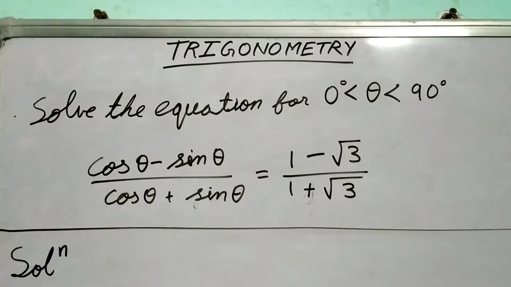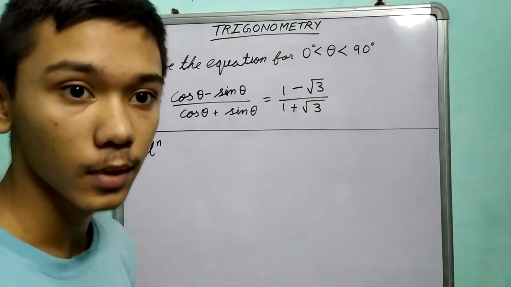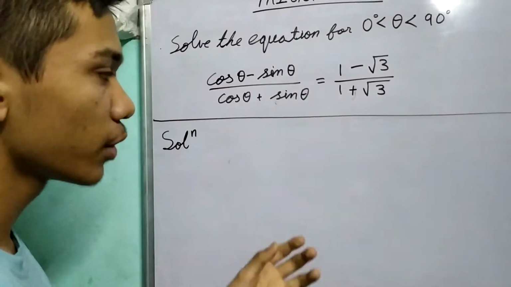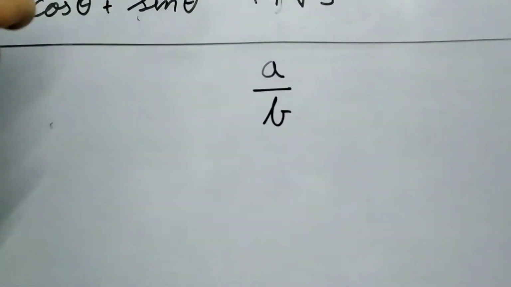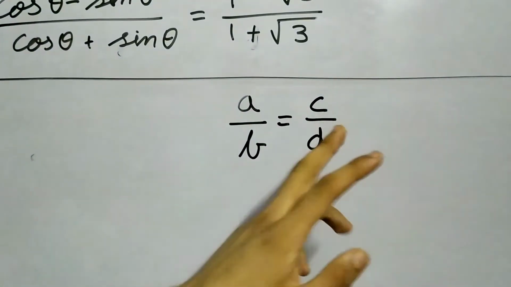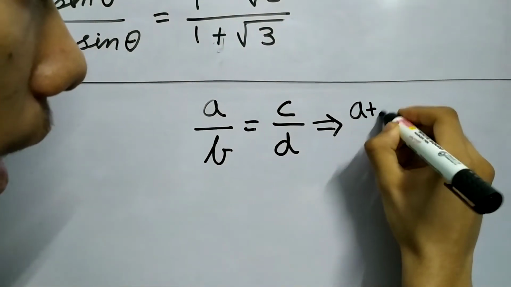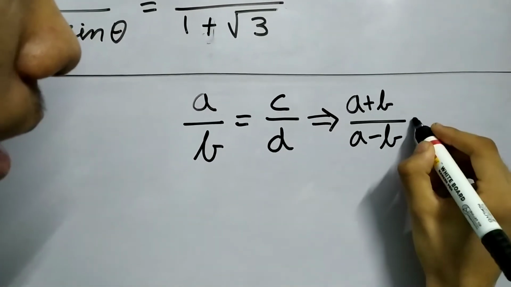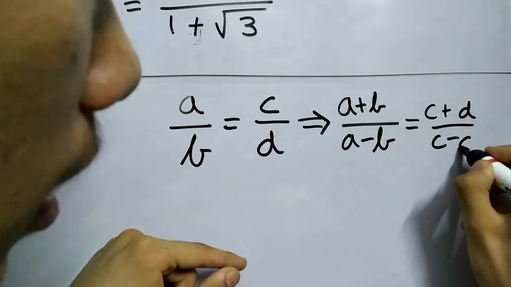Now what I want you to understand is a new concept, componendo and dividendo. So what does this new concept in math say? Well, it's really easy. If we have two ratios, A by B and C by D, and these two are equal, what can we write? We can say that A plus B upon A minus B, the sum over the difference, is equal to C plus D upon C minus D.